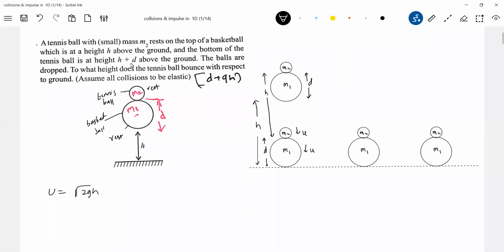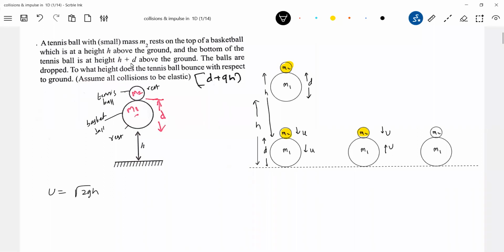First the basketball will collide with the ground, no? The basketball first will collide. And it's an elastic collision. So what should happen to the speed of the basketball? The direction will change, so let it be u, and it will still be u.